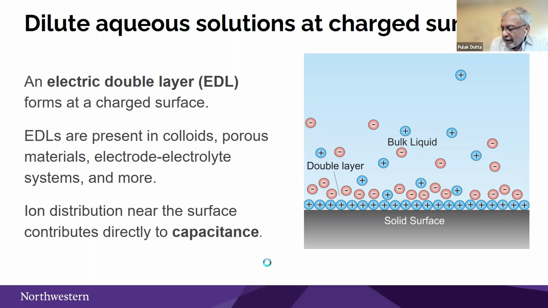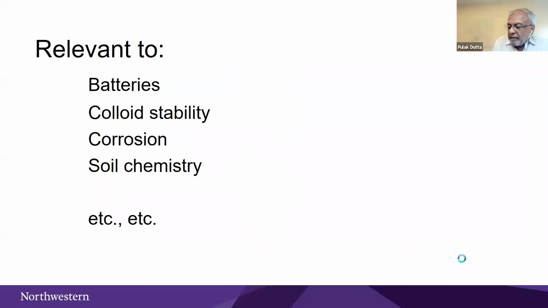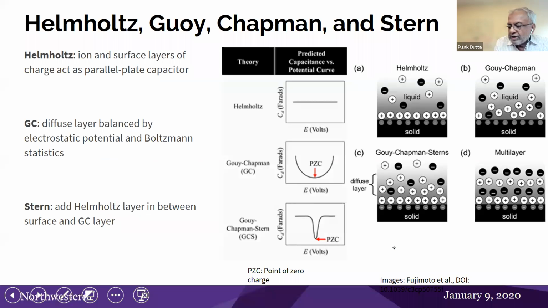And that's relevant to all kinds of things. Corrosion and soil chemistry, of course, batteries. Colloid stability, you need colloid droplets to be surrounded by ions, all kinds of things. Wet solid interfaces are very common. And so, of course, this is an old topic. It's not something new as far as aqueous solutions are concerned. And the problem has been to explain the capacitance of such a system.